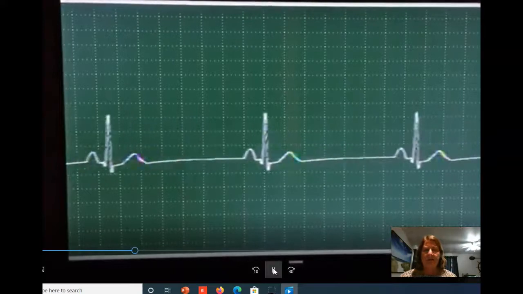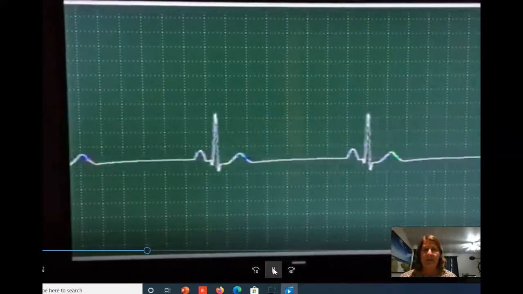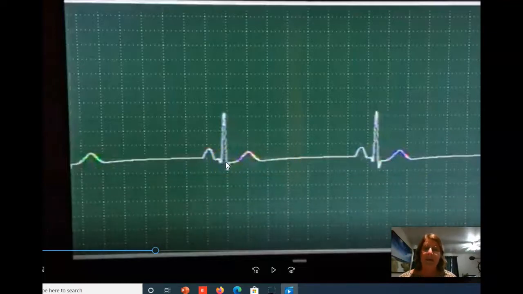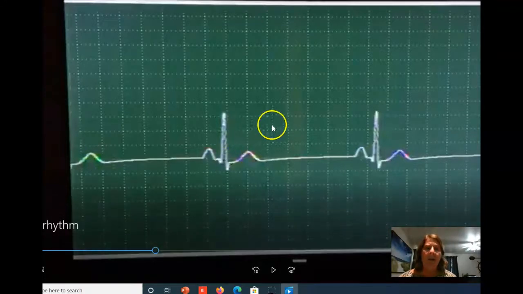Now this next rhythm that's coming across the screen, it looks like it has slowed down. Even though this isn't really marked for a 6-second strip, I can see that I have what looked like a regular rhythm as it was going across the screen. I can tell it looks slow. I still have a sinus P wave for each and every QRS, and it looks like I have a normal size QRS and a normal QT interval. My rate just looks slow, so it would be a sinus bradycardia.